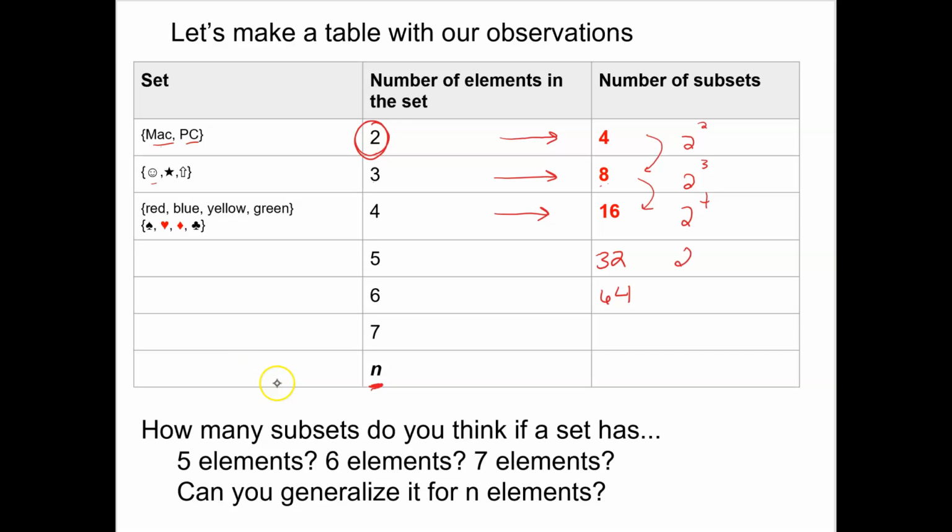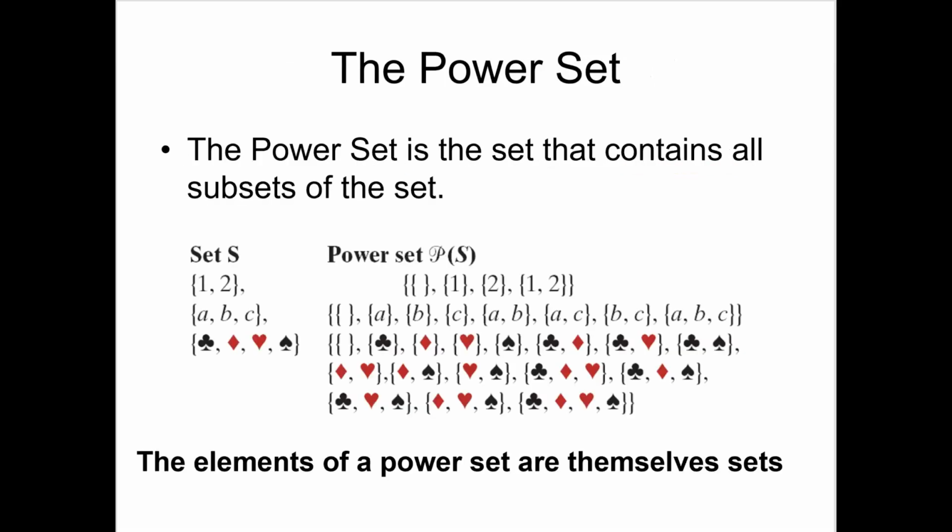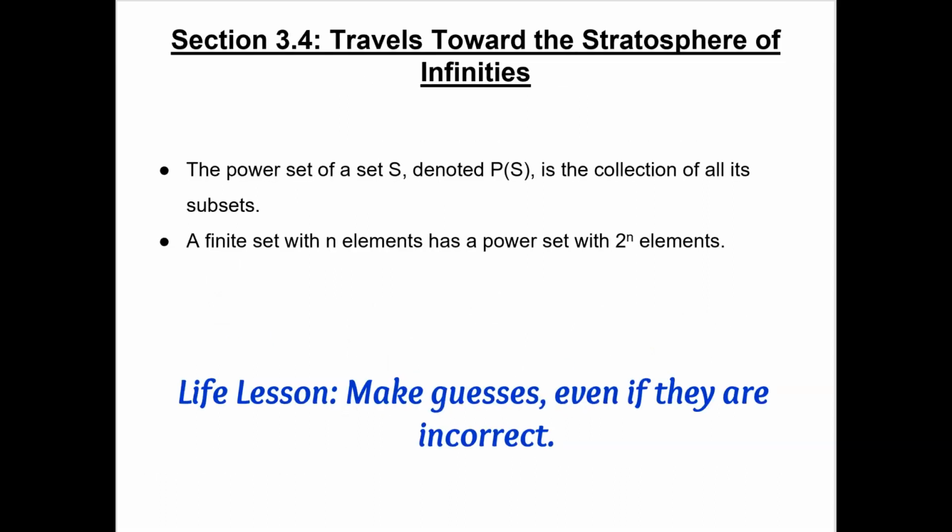So I can actually determine the number of subsets by taking 2 to the number of elements. So this would be 2 to the 7. So a set containing n elements has 2 to the n subsets. And the power set is the set that contains all the subsets of the set. And that concludes section 3.4.